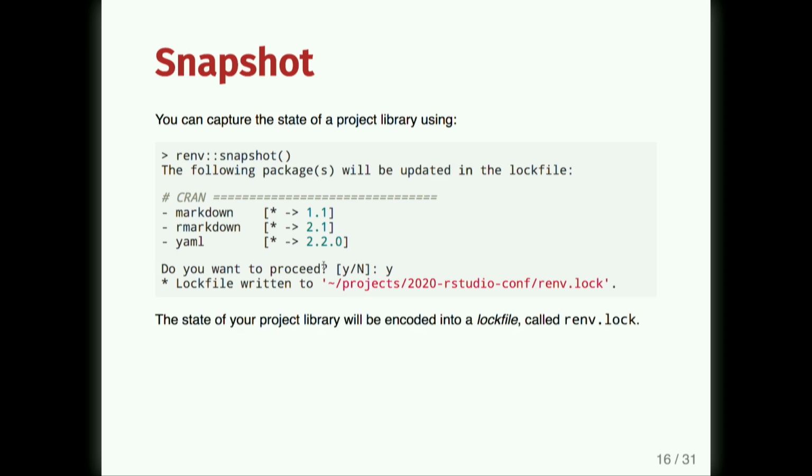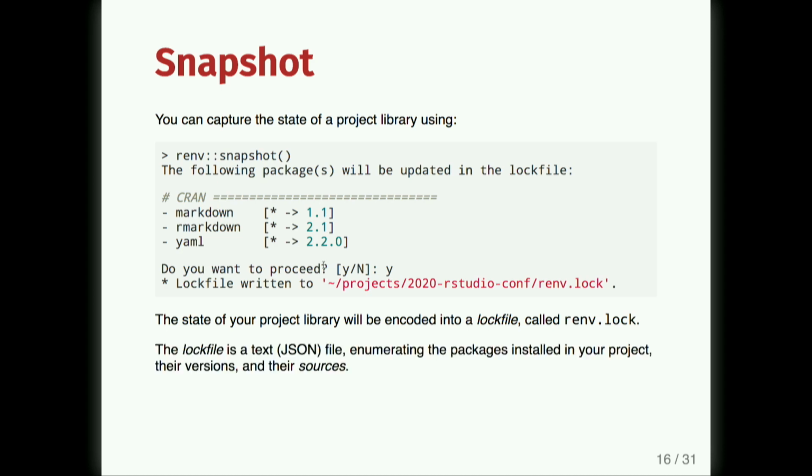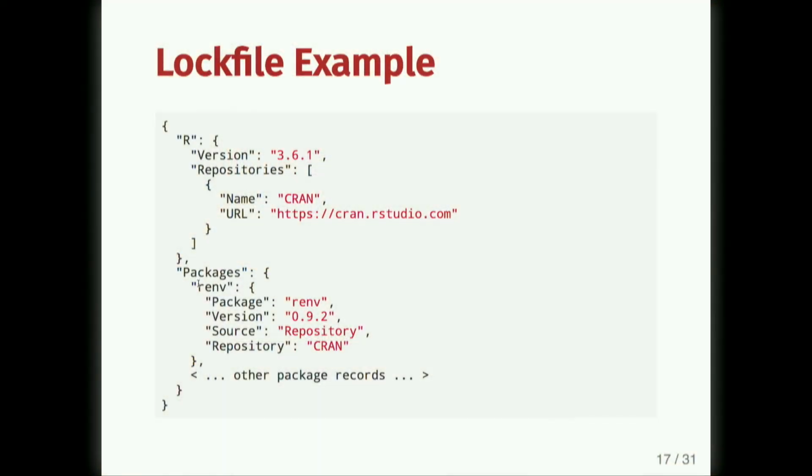So we're serializing the state of your project library to a file called a lock file, which we'll name on the file system as renv.lock. This thing is just a text file. It's a shopping list. It's the packages that you had installed in your library, their versions, and where they came from. So a quick look at what that looks like. It's a JSON file. You can see I've printed a single package record here for renv. We've got renv version 0.9.2, and in this case, it came from CRAN.